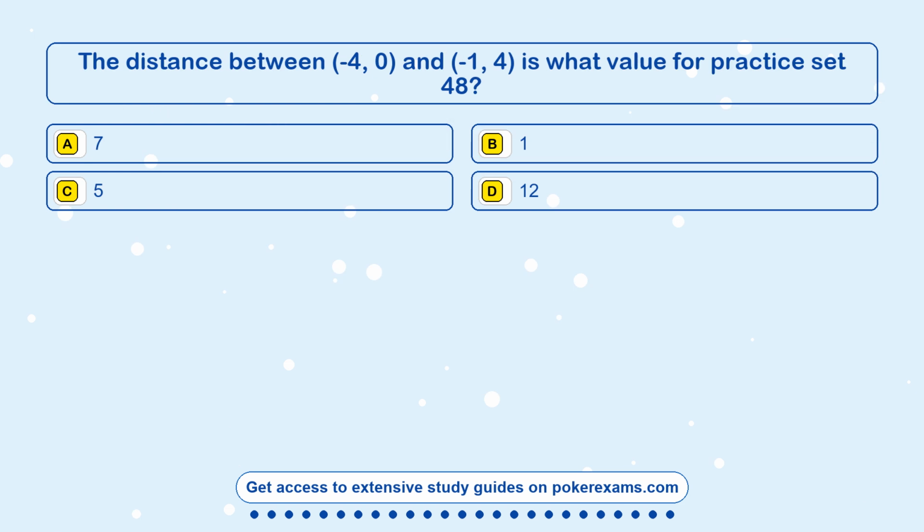Question 16. The distance between (minus 4, 0) and (minus 1, 4) is what value for practice set 48? Option A, 7. Option B, 1. Option C, 5. Option D, 12.